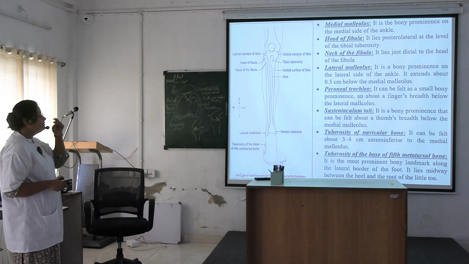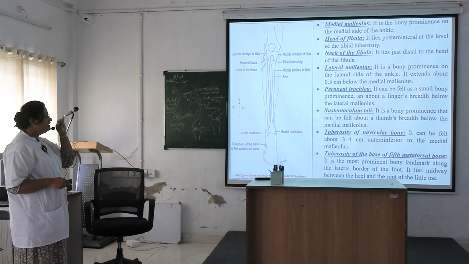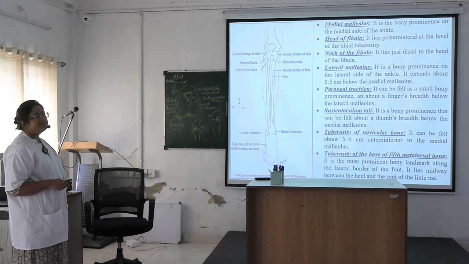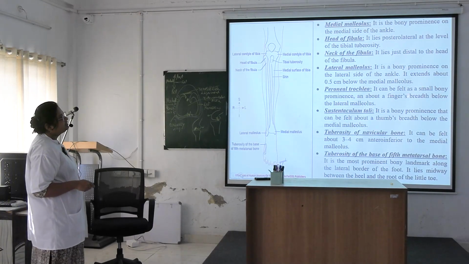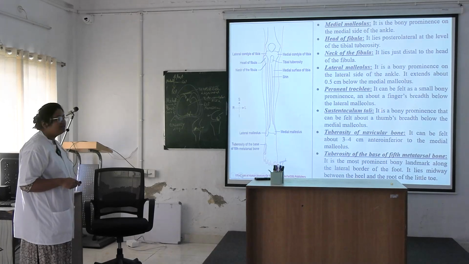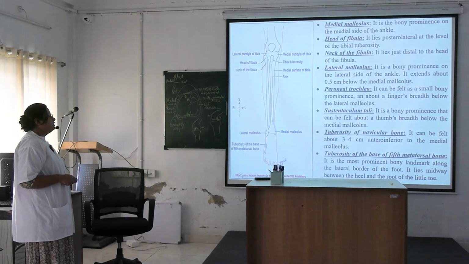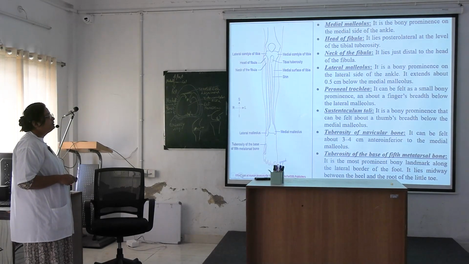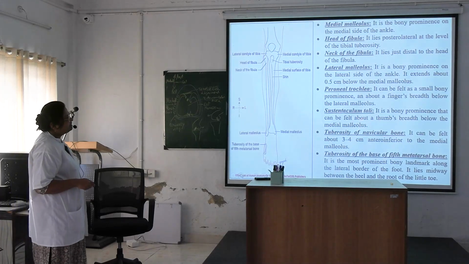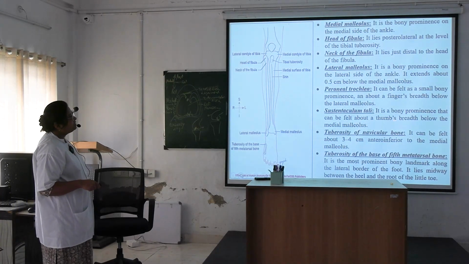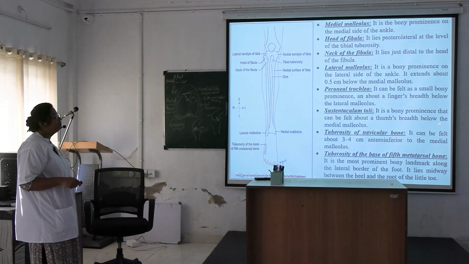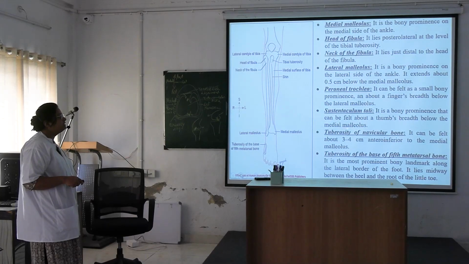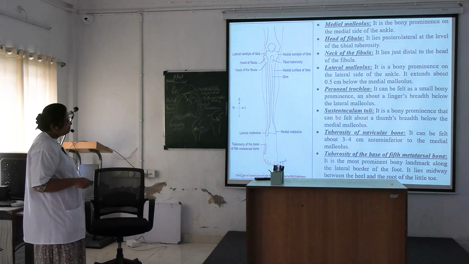Next is peroneal trochlea. It can be felt as a small bony prominence about a finger's breadth below the lateral malleolus. Here in this region lies the peroneal trochlea. Sustentaculum tali is a bony prominence that can be felt about one thumb's breadth below the medial malleolus. Here will be the sustentaculum tali.